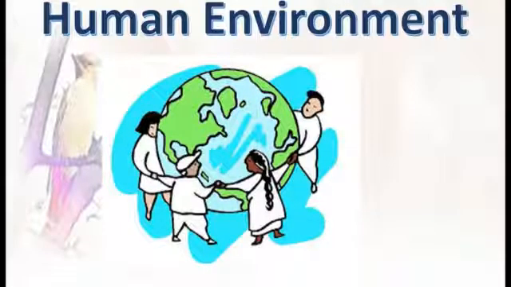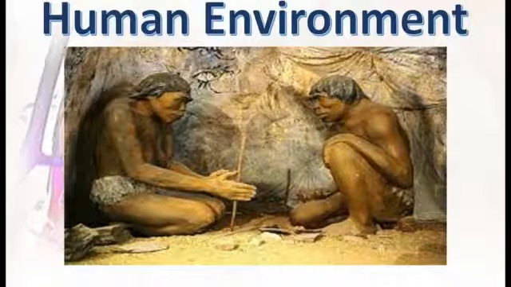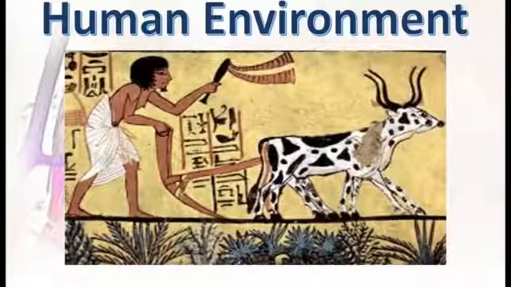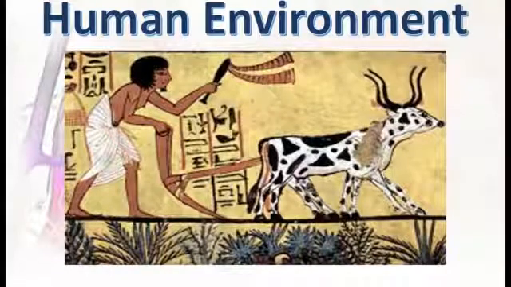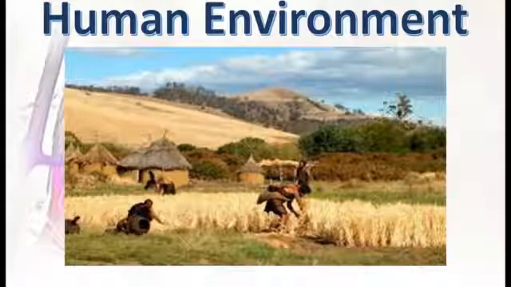Modification in the environment doesn't take place instantly. Early humans were adapted to natural surroundings, leading a simple life. With the passage of time, their needs grew. Humans learned new ways to use and change the environment. Growing crops and domestication of animals are some such ways. Humans learned to lead a settled life.